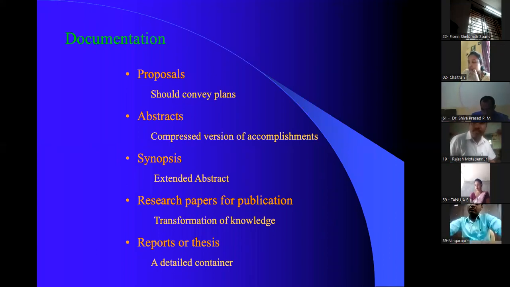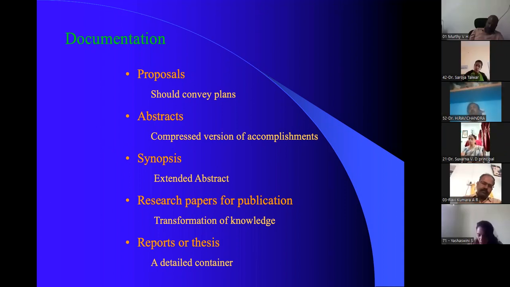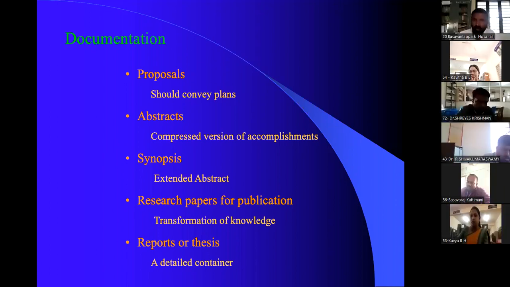So proposals are the documents which convey the plans. While writing a proposal for grants or for acceptance, in addition to explaining what you want to work on, you have to explain why you have to work on it. What are your strengths? Why should it be granted to you only? In what way are you really making it unique? That's what is called a proposal, a small document which conveys plans of action.